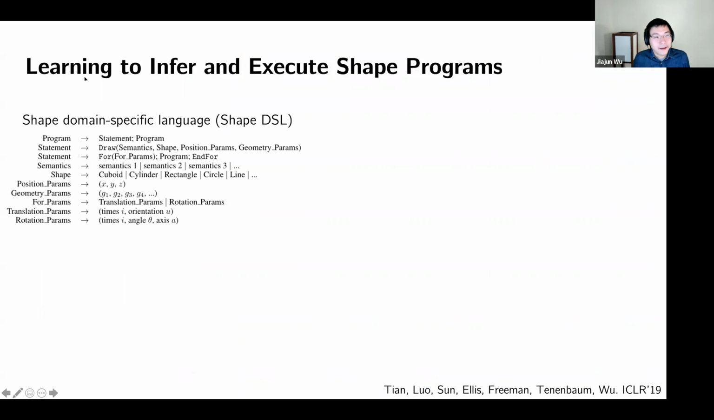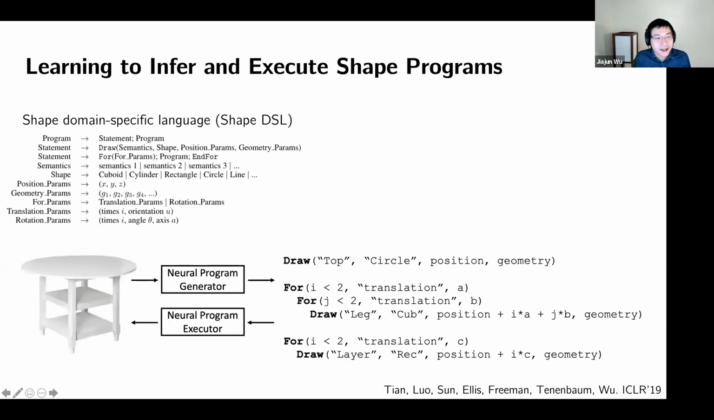So we made a first attempt. We designed what we call the shape domain-specific language, or shape DSL, which we believe captures what man-made objects, especially furniture, often look like. And then we designed a neural network-based program generator and a neural network-based program executor, to try to translate from a 3D shape to the underlying shape program.